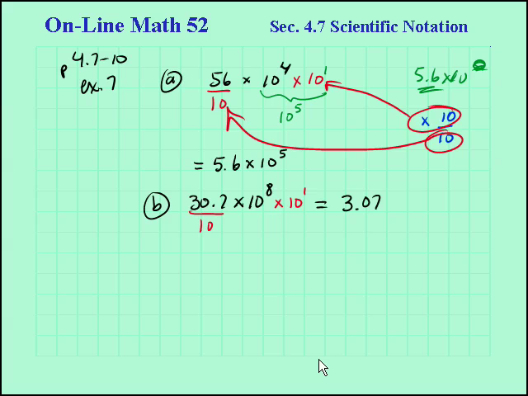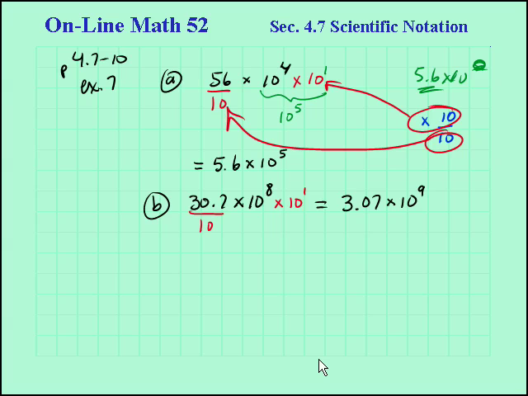So this will become 3.07. That's what happens when we divide by 10. We move the decimal point and make it a smaller number, slightly smaller, just one place over, times 10 to the, well, add the exponents. 8 plus 1 is 9. So that will become 10 to the 9th power. Very good. Let's do the same thing when we have, for example 8, negative exponents.